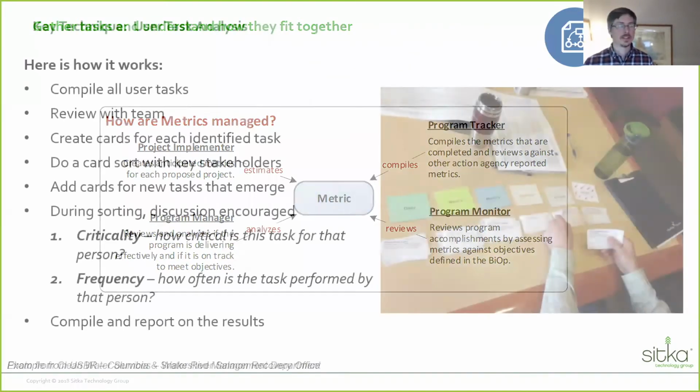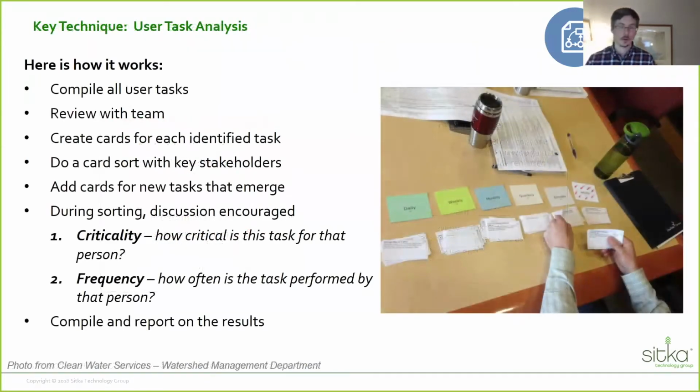Okay, I'm going to show a key technique that we use quite frequently, and it's a user task analysis. This helps us come up with a picture of all the different user tasks going on and how people interact with data within a program or an organization. And then it helps us prioritize which ones are most important to think about automating in systems. So the process here is compile all the user tasks together from your interviews that you've completed previously. Set up your team who's going to review these. Ideally, the key folks that you interviewed would be part of this process.